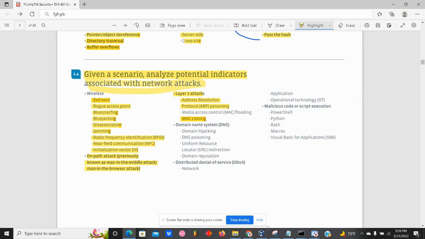MAC flooding. If you ever heard of hubs, hubs send information in all directions, whereas switches do not, because they have their own mechanics to figure out where information is getting sent. But when you send a lot of MAC sources and addresses into the switch, it will cause it to go into a fail-open safe mode, which will turn it into a hub.